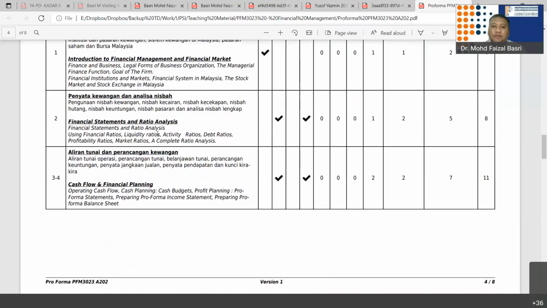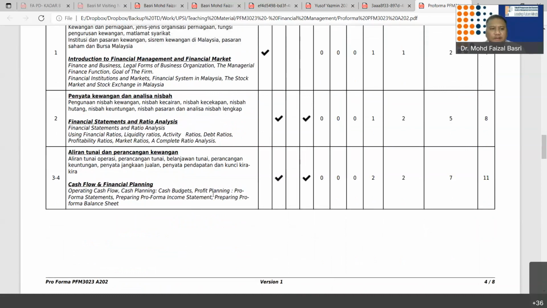Okay, so obviously we're going to discuss this next week. And then week 3 and 4 we have cash flow and financial planning. Okay, so there are a few things here. For this one, we have three things. We have the cash flows, we have the cash budgets, and we have the pro forma. So 3 things that we need to discuss.